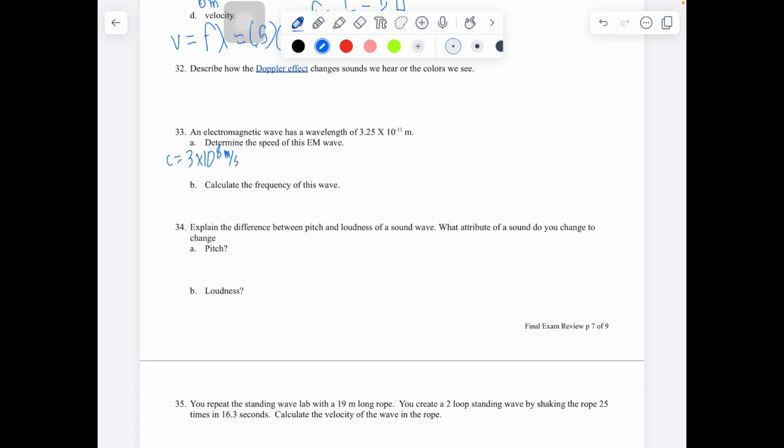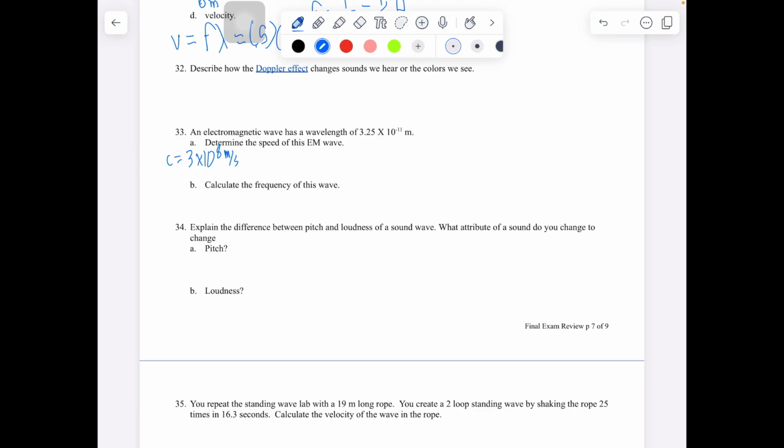That's the velocity of this wave. It doesn't matter if it's a radio wave, a microwave, visible light ray, ultraviolet, infrared, gamma ray. All light, all electromagnetic waves have the same velocity, and that is 3 times 10 to the 8th meters per second for all electromagnetic waves.